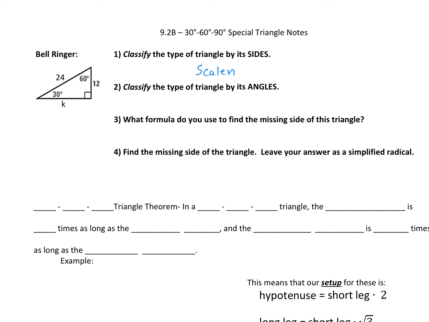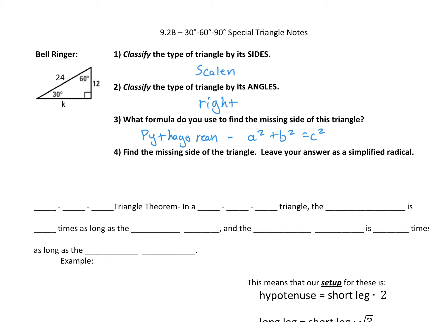It has a square in the corner that indicates 90 degrees. So classifying the triangle by its angle, it is a right angle triangle. And number 3, what formula do you use to find the missing sides of any right triangle? It is the Pythagorean theorem. And that is, we do a squared plus b squared equals c squared, c being the hypotenuse.